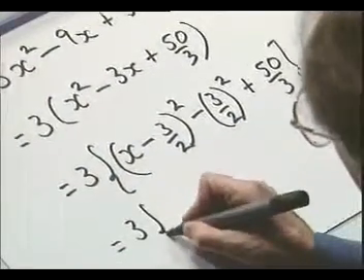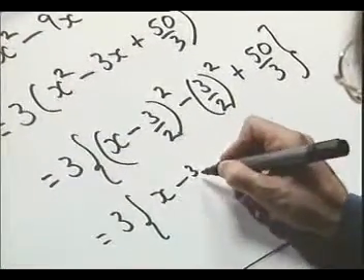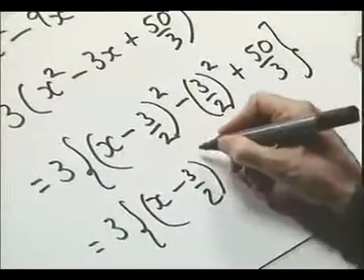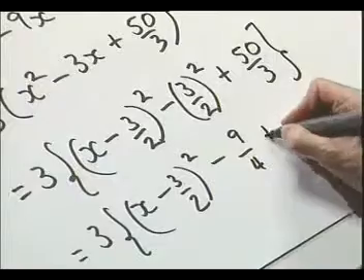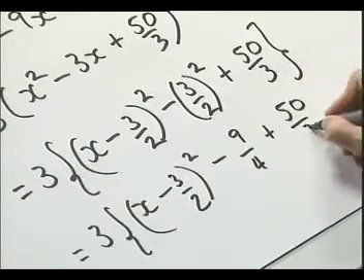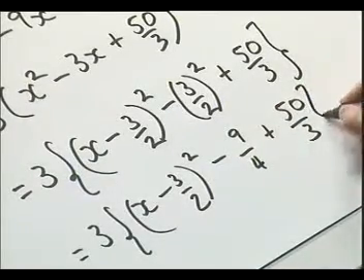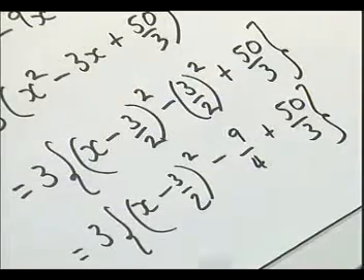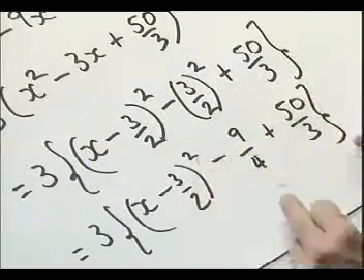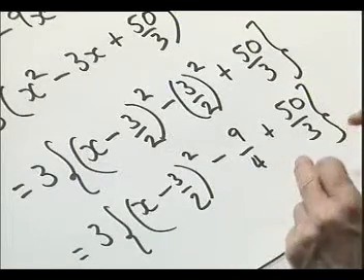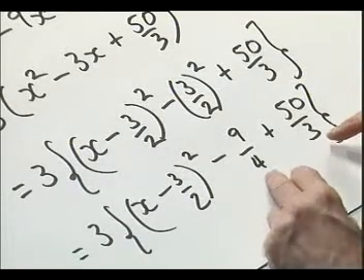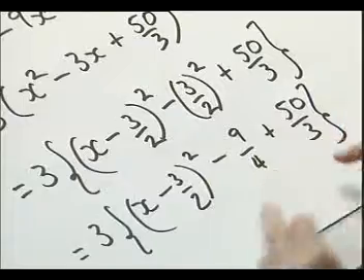3x minus 3 over 2 all squared minus 9 over 4 plus 50 over 3. And close the big bracket. Now all we need to do is put these together. And to do that, we need a common denominator, and the common denominator of 4 and 3 is going to be 12.